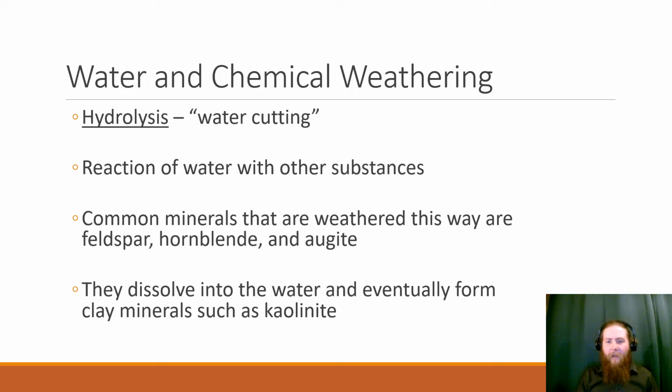So water, and when we split rocks with water, we call it hydrolysis. Hydrolysis translates to literally water cutting. So we're using water to cut a substance. We'll have water that will react with other substances. Common substances that are weathered by water through this chemical process are feldspars, hornblendes, and augites. They will dissolve in water and form clay minerals like kaolinite.